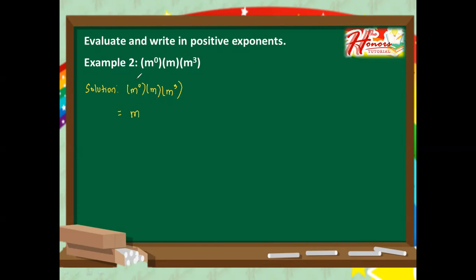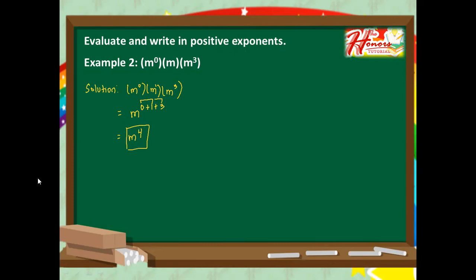And all of the exponents that we have here, let's add them. So that's 0 plus 1 plus 3. We have here 1 in our exponent, but it is invisible. It is because when 1 is used as an exponent, it should be invisible. So m raised to 0 plus 1, that's 1, plus 3, that's 4. So the answer is m raised to 4. No need to change this into a fraction since your exponent is already a positive number.